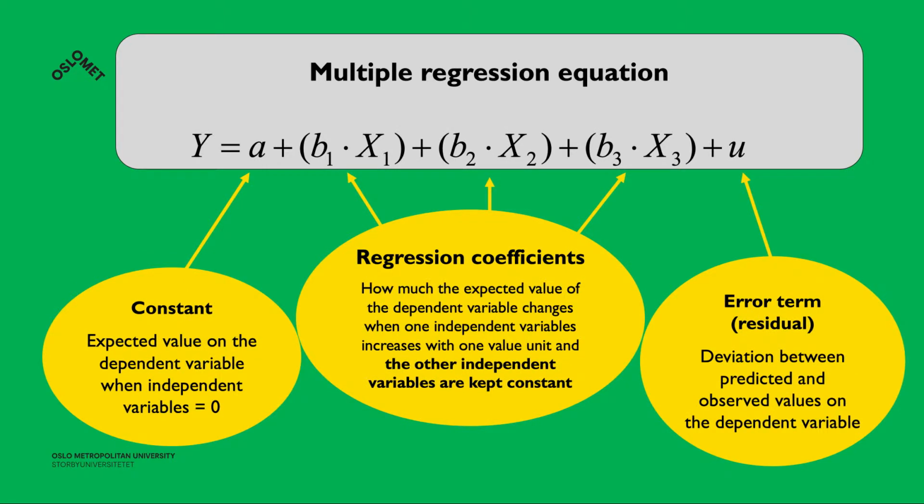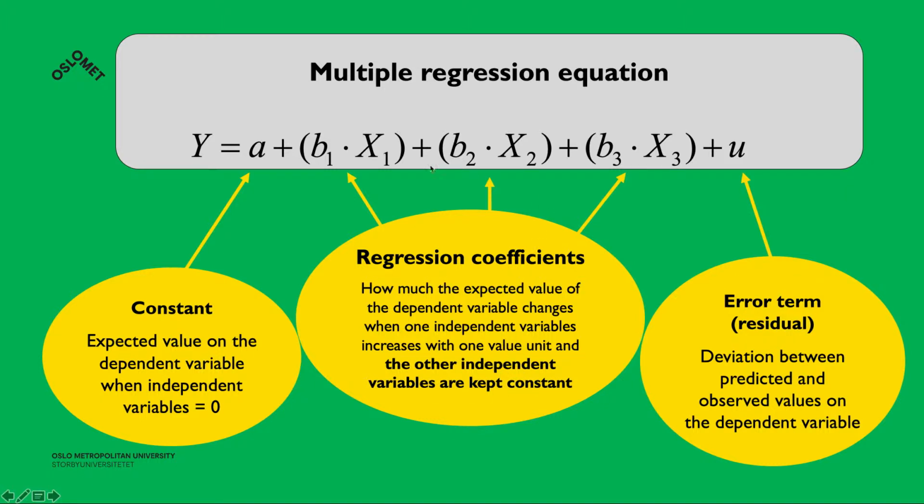And what does the multiple regression equation look like? We just add more regression coefficients compared with the bivariate model. So a is still the constant. It's the expected value on the dependent variable when the independent variables equal 0. And then you have several regression coefficients, and that's how much the expected value on the dependent variable changes when one independent variable increases by one unit, and the other independent variables are kept constant.